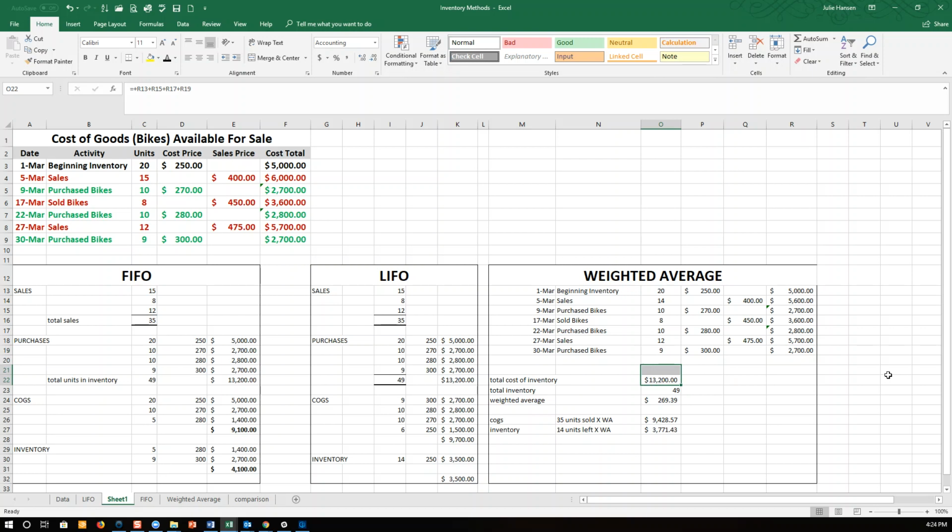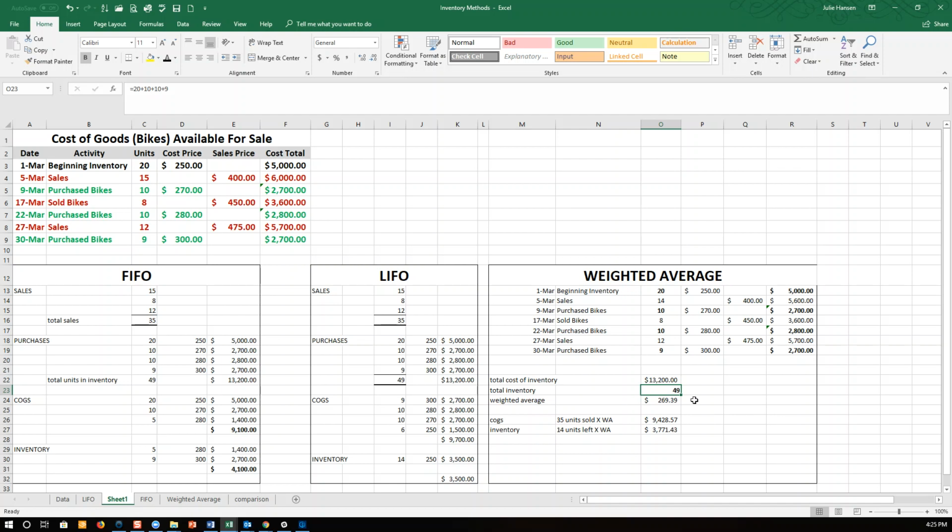Now don't trust me, do it yourself. You'll see that those were all the purchases. Again, I took the 5,000, I took the other ones I purchased, these I purchased, and these I purchased, and that equaled that. And that equaled also 49 bikes, which is 20 plus 10, that's 30, plus 10 more, that's 40, plus 9 more, that's 49 bikes. Pretty cool, huh?